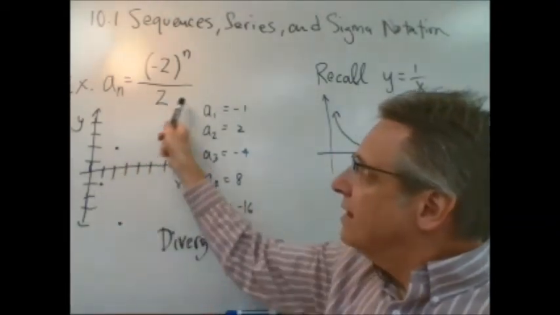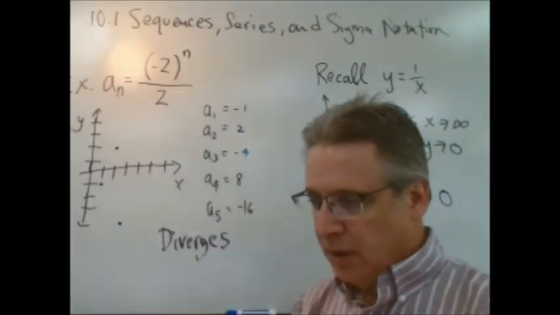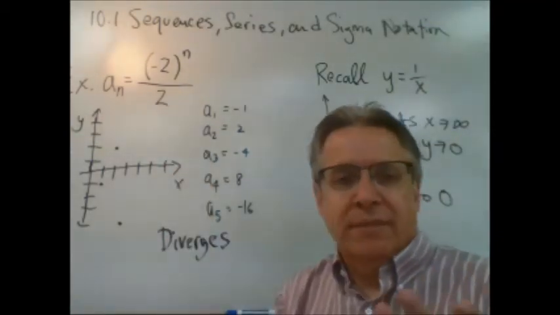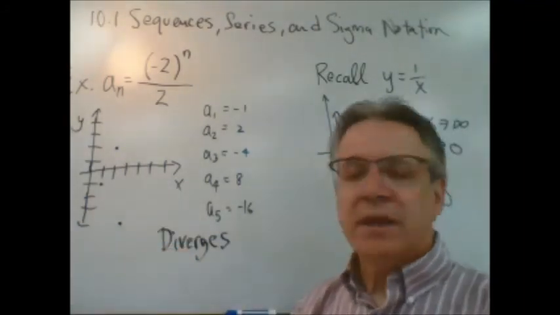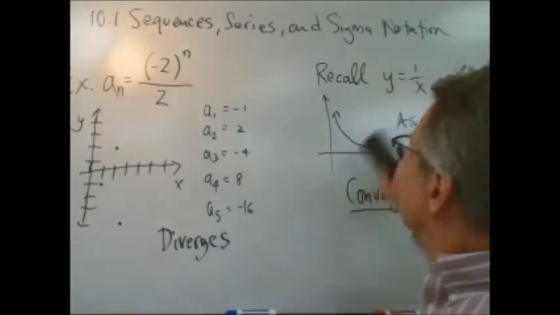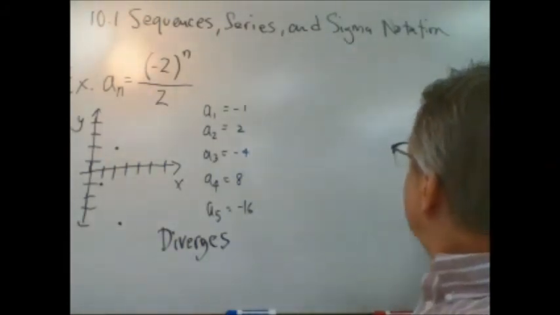If it looks like this and it has numbers to the nth power, you really just have to bite the bullet and plot the first 6, 7, 8 terms and find out if it seems to be converging to some number. If it looks like an equation, I'll give you an example of that.